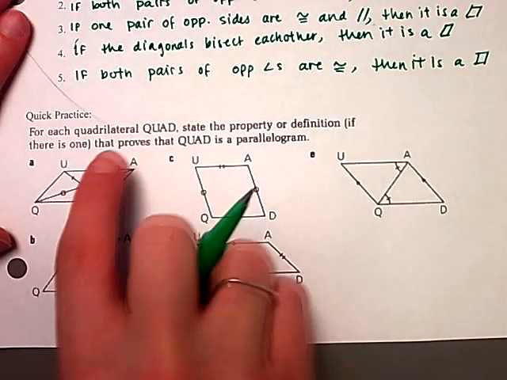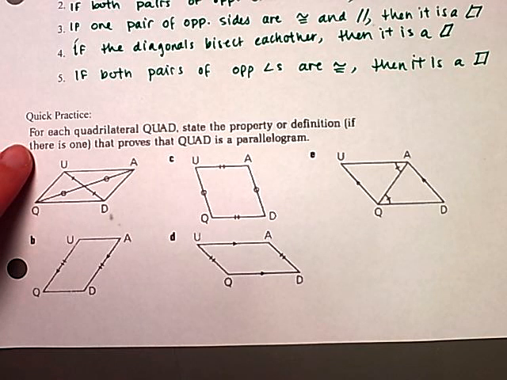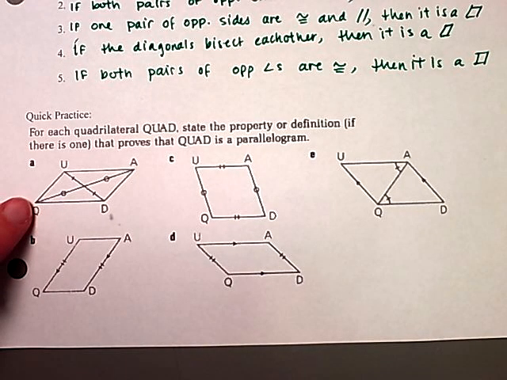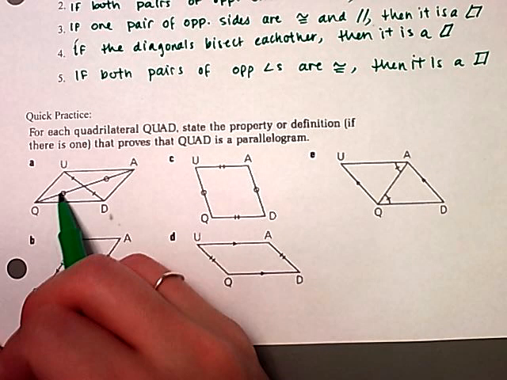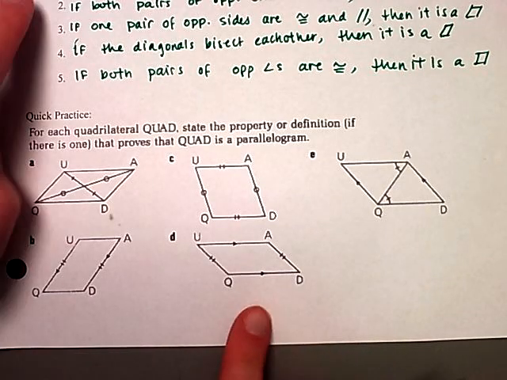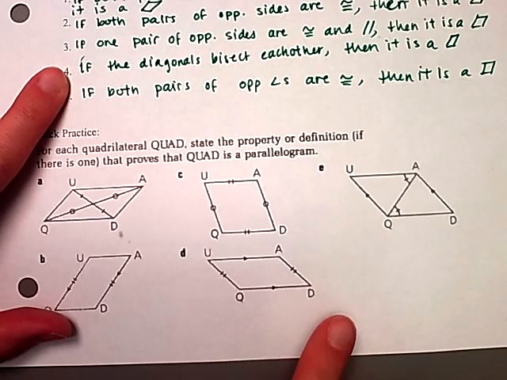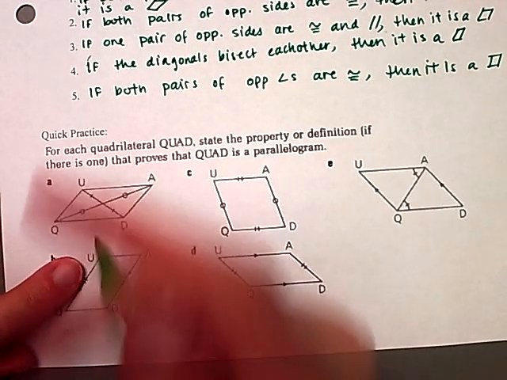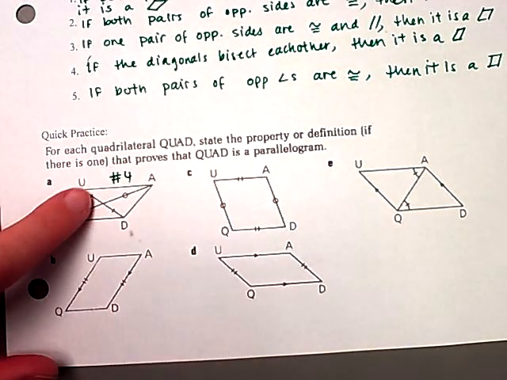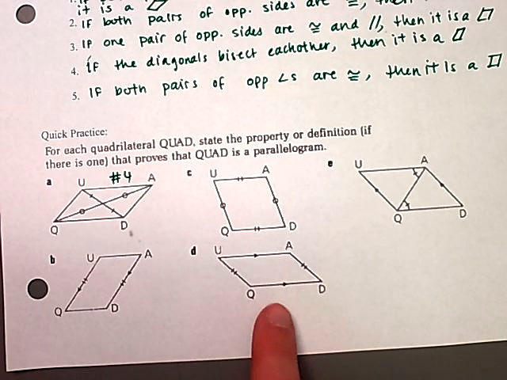It says for each quadrilateral, state the property or definition, if there is one, that proves that this is a parallelogram. So if I look at the first one, based on how the diagram is marked, it's showing me that the diagonals are bisecting each other, right? So which of these is that? That's number 4, the diagonals bisect each other, then it's a parallelogram. And for the sake of time, I'm just going to correspond it to one of the numbers 1 through 5 up here. So this is number 4. And I'm going to have you pause the video and try these out.